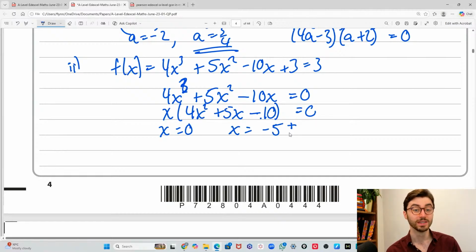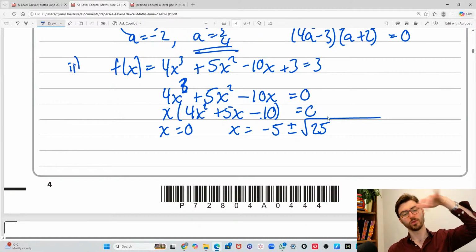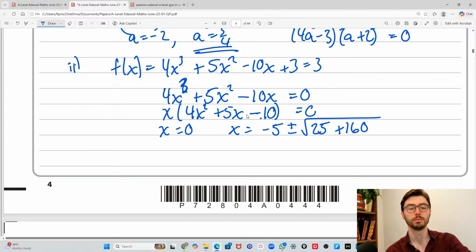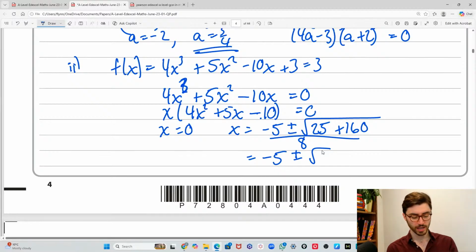Yeah, I was literally just getting there. 25 minus 4ac, so plus 160, which is minus 40 times 4. Yeah, the square root of 185 is not a thing, all over 2a. So I'm going to say minus 5 plus or minus, because it says exact form. But let me check it. So I'm going to use the calculator just in case it comes out as something special.